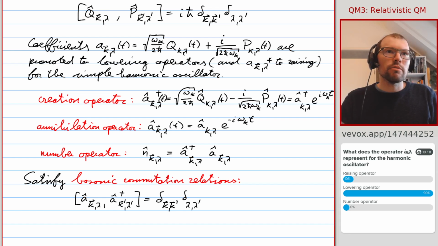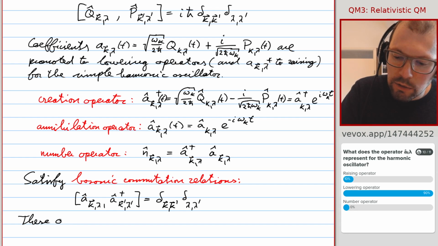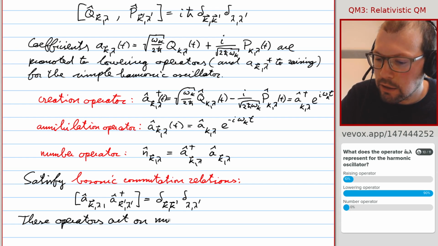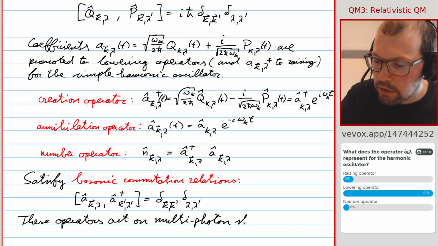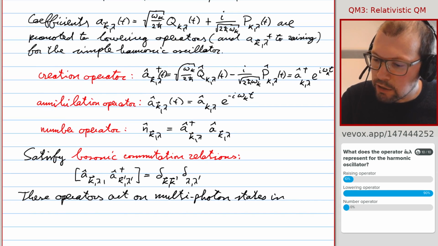Well, they have to act on some states, some multi-particle states. In this case, we're dealing with the electromagnetic field, so these should be photons. So they're acting on multi-photon states that are constructed out of some multi-photon vacuum. So these operators act on multi-photon states in the bosonic Fock space.